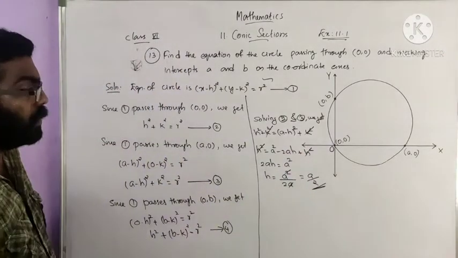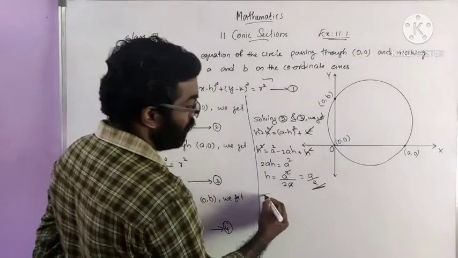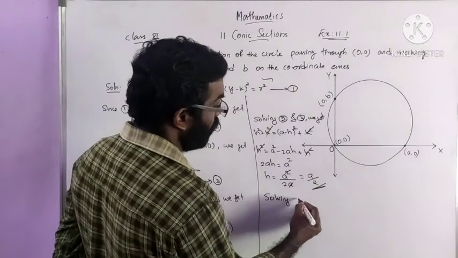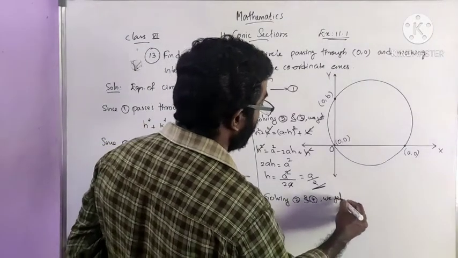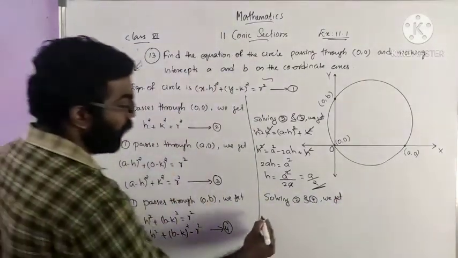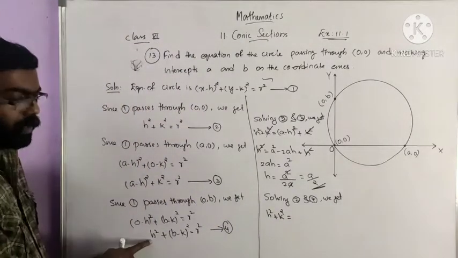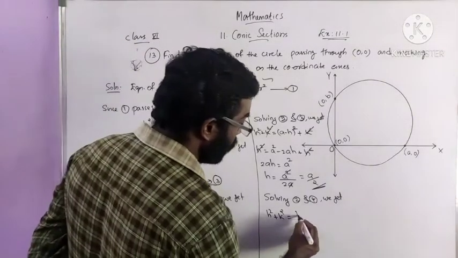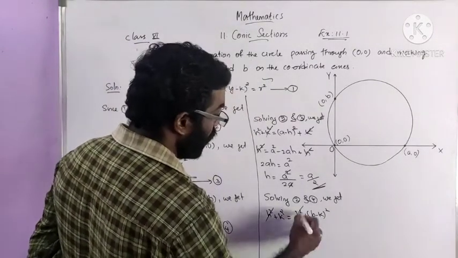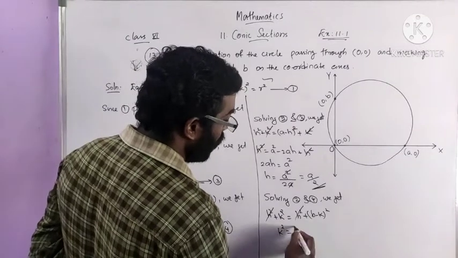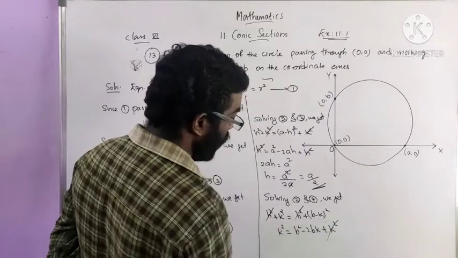Okay. Next we can solve equation 2 and equation 4. We get h square plus k square is equal to h square plus b minus k the whole square. h square we can cancel, k square equal to, we can expand, b square minus 2bk plus k square. Again k square cancels.